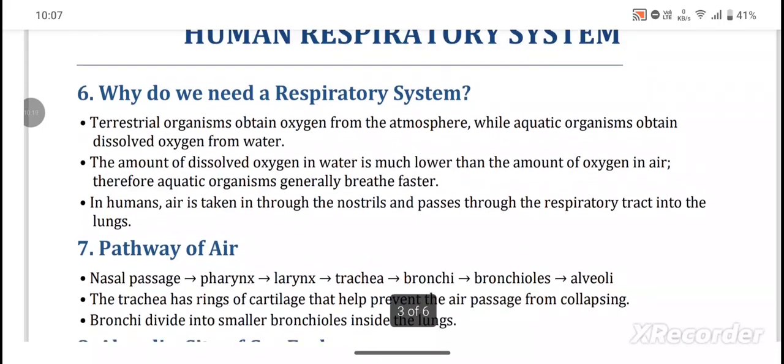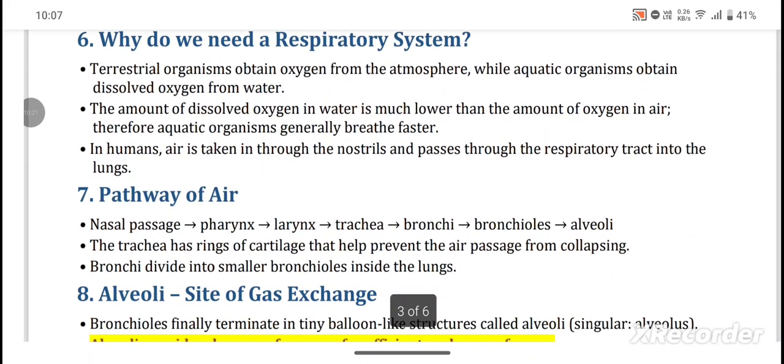So let's see the human respiratory system. How does the process of respiration actually occur in the body? So why do we need a respiratory system? Because in order to take oxygen inside our body, this oxygen will be utilized for the breakdown of glucose, oxidation of glucose to generate energy.